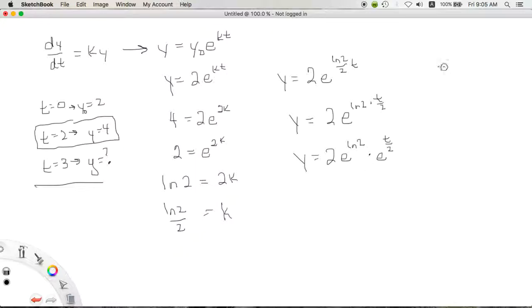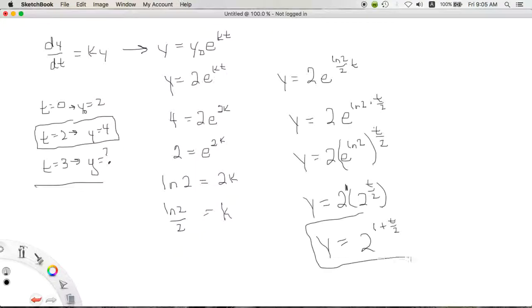Oh, sorry, can't do that. I'm confusing myself here. So then we have e to the natural log of 2 to the t over 2 power. Sorry. And this is just 2, right? So we have y equals 2 times 2 to the t over 2. Well, this is 2 to the first. So you could simplify it to 2 to the 1 plus t over 2 power. And then there's your equation.